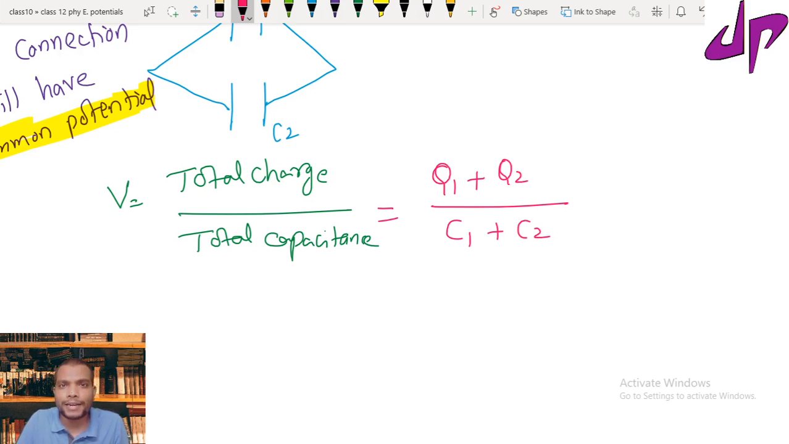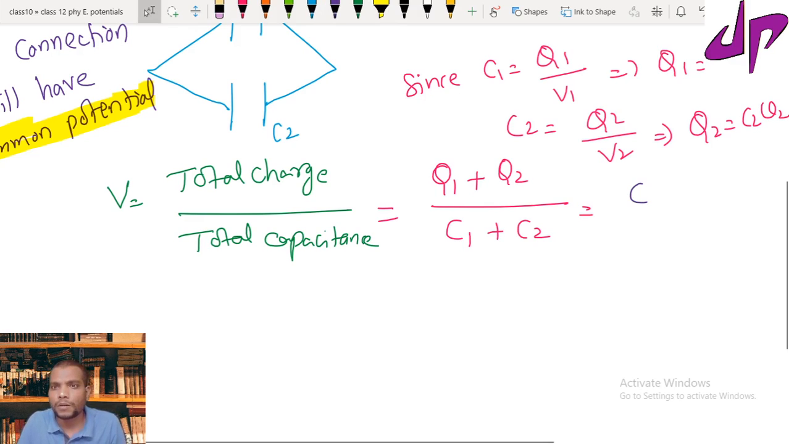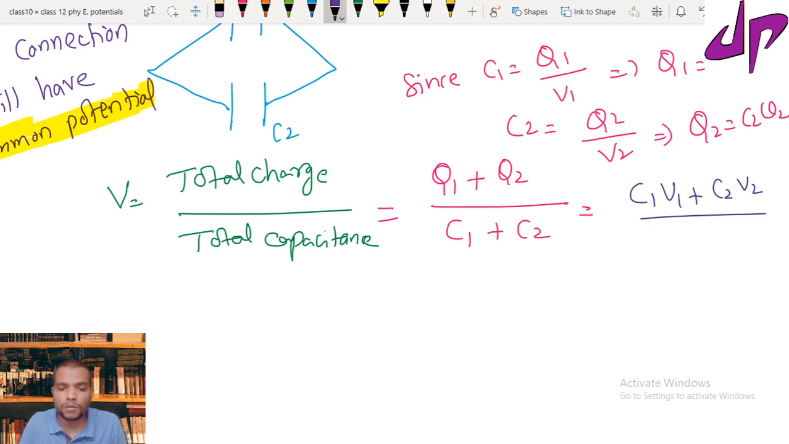Now we can write that for capacitance C1, since C1 equal to Q1 by V1, that implies Q1 equal to C1 times V1. Similarly, C2 equal to Q2 upon V2, that implies charge Q2 equal to C2 V2. Now in place of Q1 and Q2 I can substitute these values, it becomes C1 V1 plus C2 V2 upon C1 plus C2.